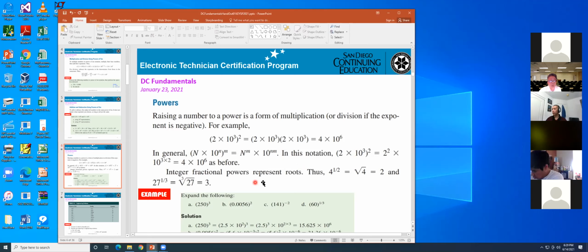An integer fractional power represents a root. If you have 4 to the power of 1 over 2, that means the square root of 4, and the square root of 4 gives you 2. And if you have 27 to the power of 1 over 3, then you take the cube root, and you get 3.